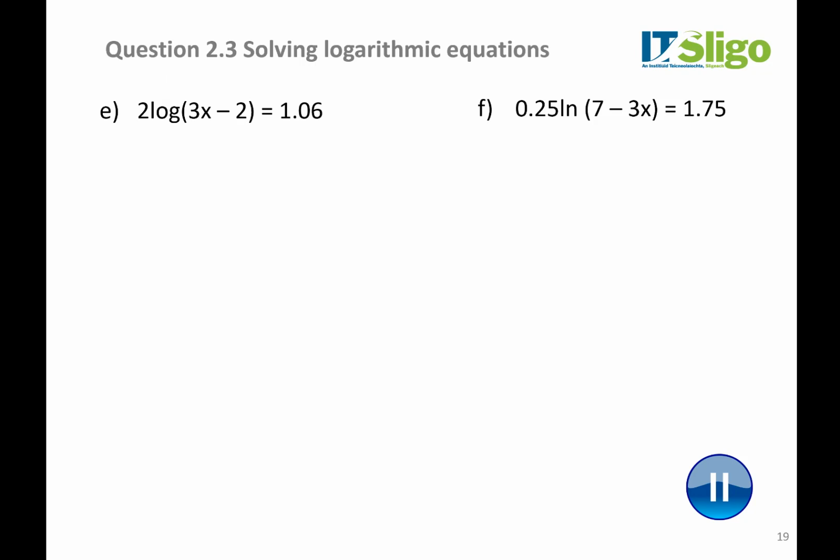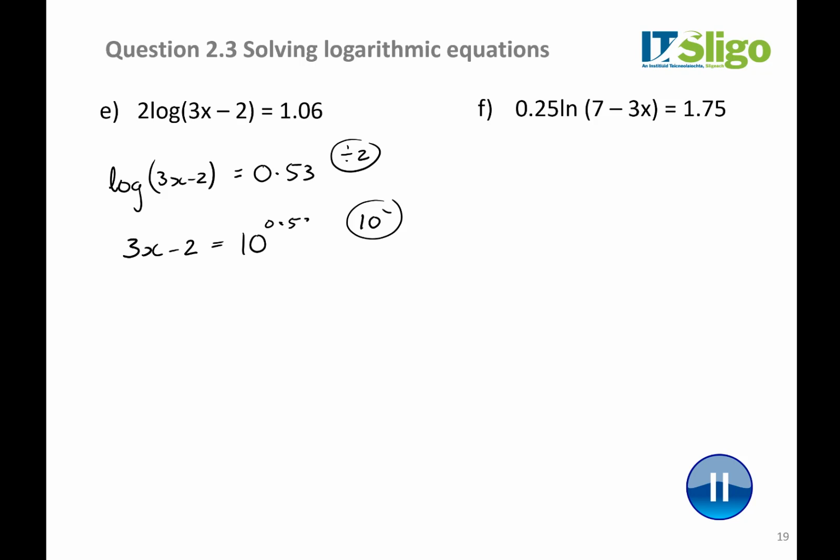So 2 is joined on by multiplication. We divide both sides by 2. And we get the log of the brackets is equal to 0.53. Now we want to kill the log. It's log to the base 10, so we raise both sides as a power of 10. I remove the brackets.